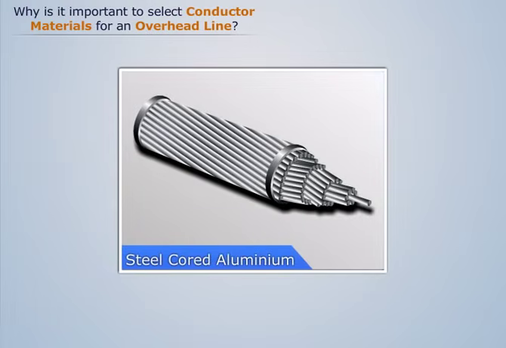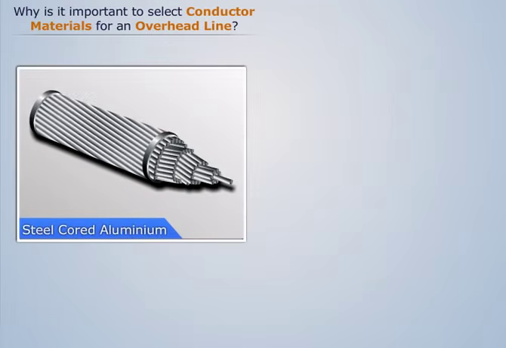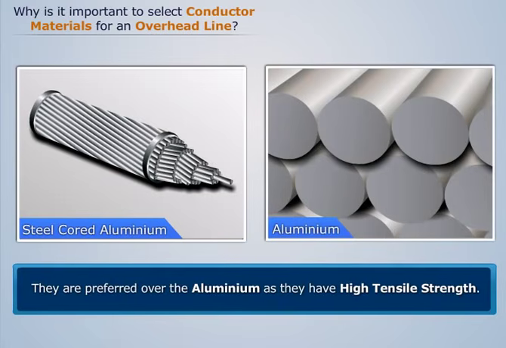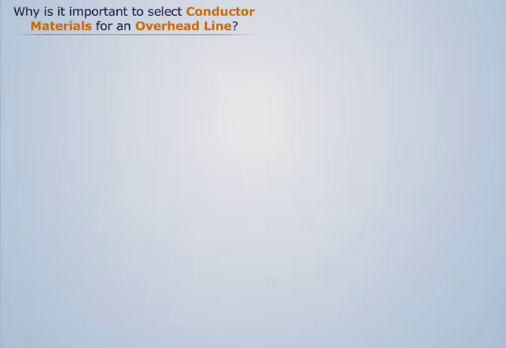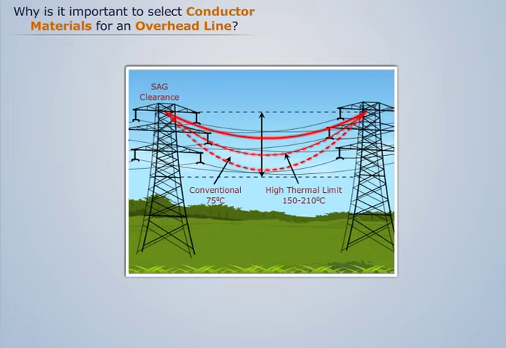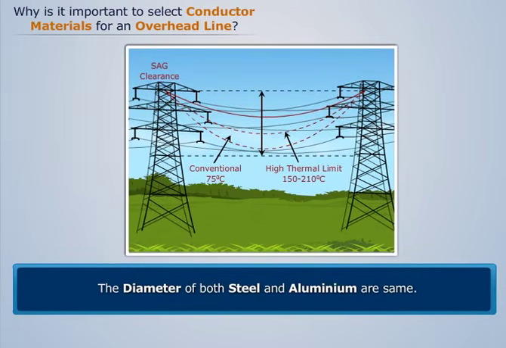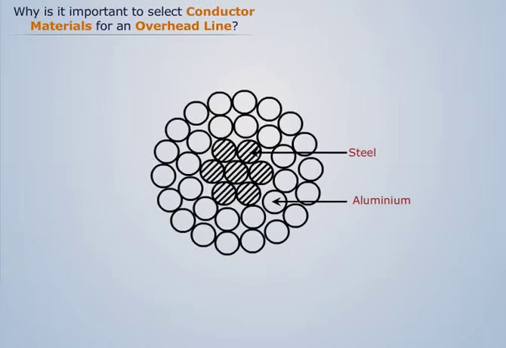Next is steel-cored aluminium, which is common for long distance overhead lines. They are preferred over aluminium as they have high tensile strength. It basically consists of a central core of galvanized steel wire surrounded by a number of aluminium strands. Usually the diameter of both steel and aluminium strands is the same. Thus they are famous for smaller sag, and towers of small heights can be used here.